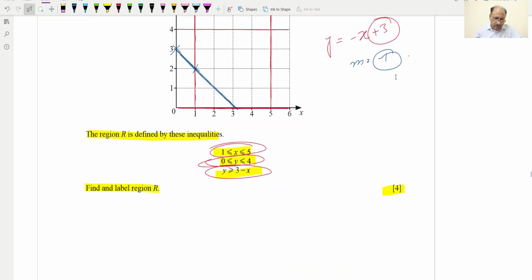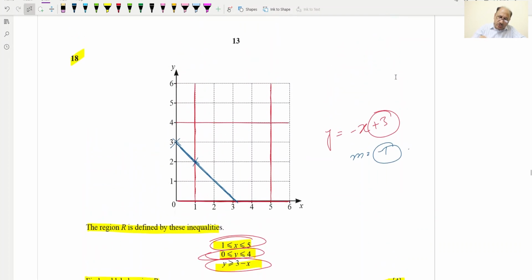We have to shade. They are saying find and label region R, so this will be the region R. I'm shading for your understanding, which is not required in the question, so you have to just write R. This shading I'm just doing for your understanding and explanation. You will not be shading in the exam. So this is basically the region R which we have identified.